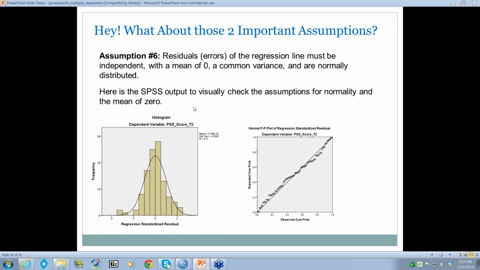Here's our assumptions for number 6. When we ran those regressions, let's go back into the output.